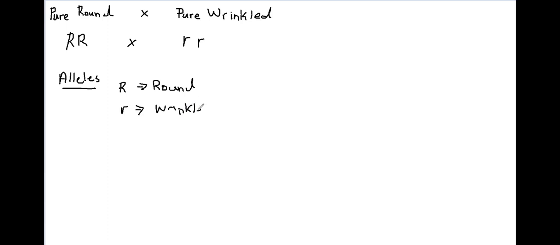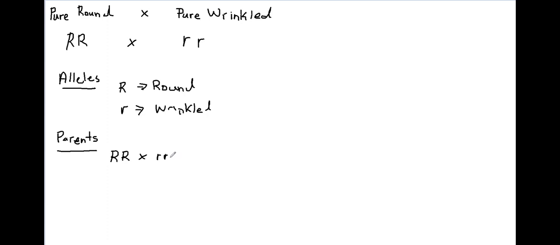Now, once we've got our alleles, we need to look at our parents. We've got those up above, but let's just be nice and systematic when we're doing any genetics problems, identifying our alleles, then identifying our parents. We know we've got a pure round, so a big R, crossed with a pure wrinkled, little r, little r.